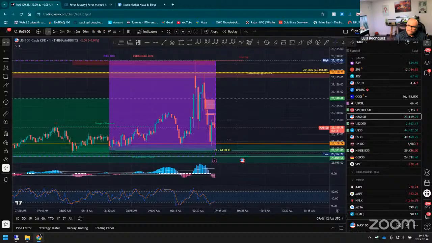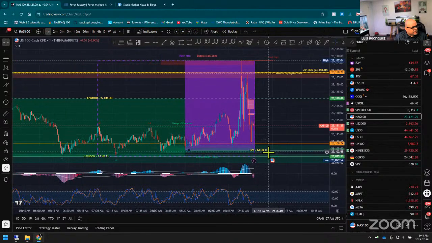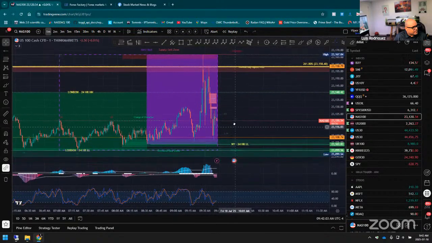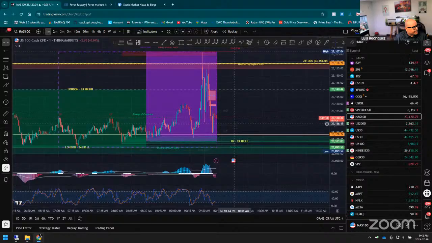Jesus. See how we came to the fair value gap, now responding back down. Liquidity was sitting here. It might just try to come and grab London lower low. There's more liquidity sitting here. Yes, yes.